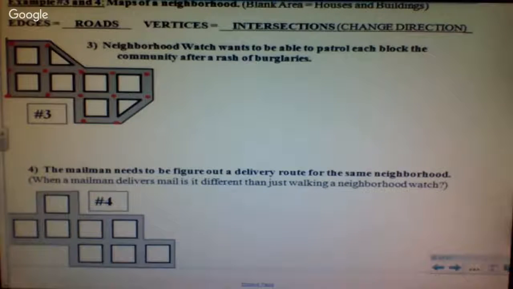You start at any dot you want, and you're patrolling the streets. You go down this street, down this street. As you patrol the neighborhood, you've got to go down each street to make sure that it's safe. So your graph model should look like this.